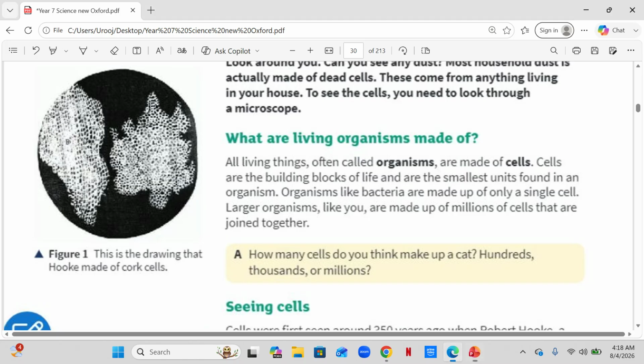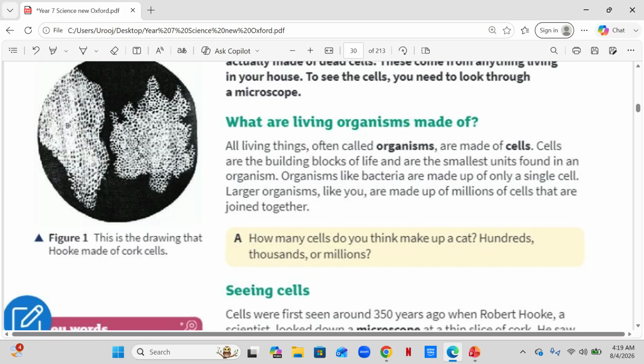Before we begin, let me ask you a question. Can we build a house without bricks? Let me give you a second to think. No, right? Just like a house is made up of bricks, every living organism is made up of tiny units called cells. That is why cells are known as the building blocks, or basic structural and functional unit of life.